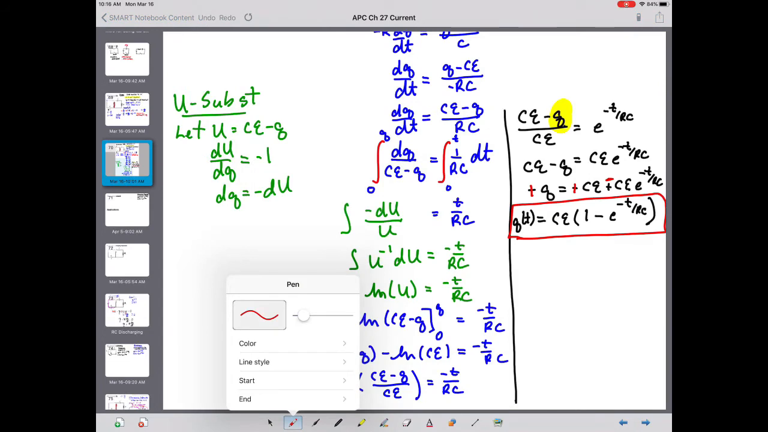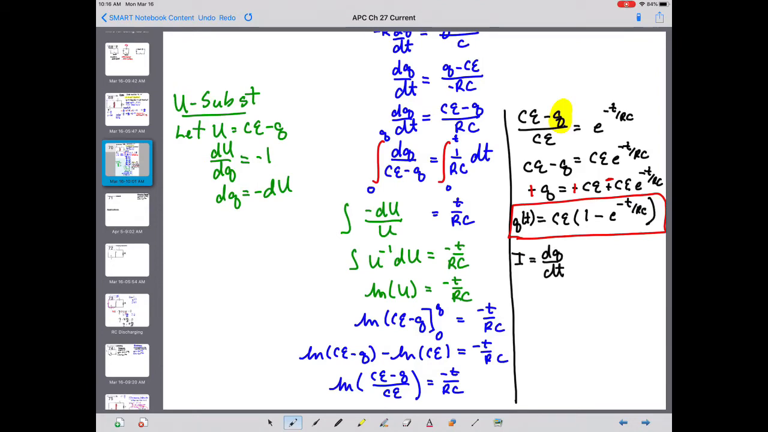Now, that was half of our original goal. The rest of our original goal was to find an I equation. Well, I is equal to dq dt. So when we take the derivative of that, I'm going to have the C EMF. That's just a constant. It's just going to kind of hang out. Derivative of 1 is 0. Derivative of your negative E to the negative t over RC is negative E to the negative t over RC.